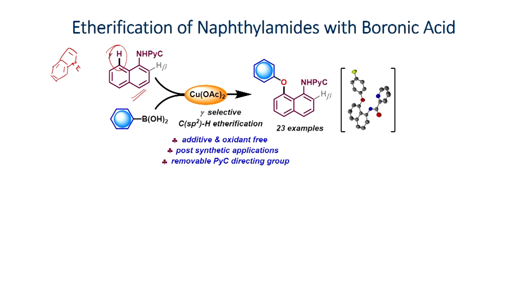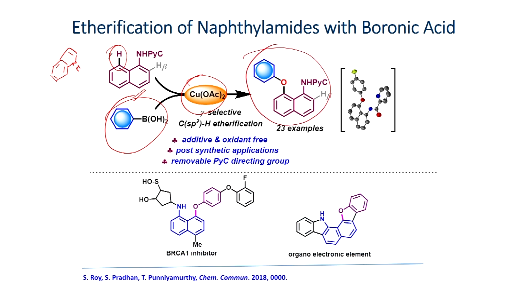So, here the reaction with the boronic acid is shown using copper acetate, and here you can make this ether. This is also a very important compound. You can convert the C-H bond into aryl ether, and this unit is present in several medicinally important compounds, and this is also a very important transformation.